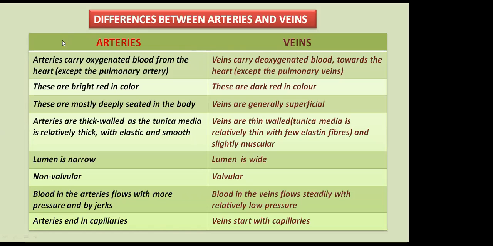Let's see the difference. Arteries are the blood vessels which carry oxygenated blood away from the heart, whereas veins carry deoxygenated blood towards the heart. Arteries are bright red in color, veins are dark red in color. And arteries are mostly deeply seated and veins are generally superficial.